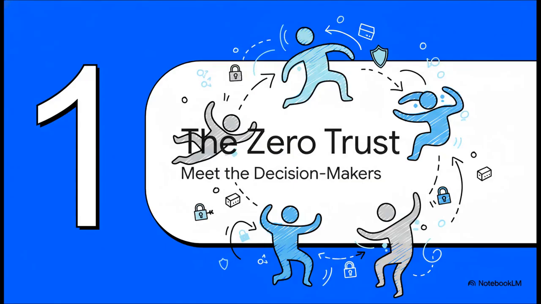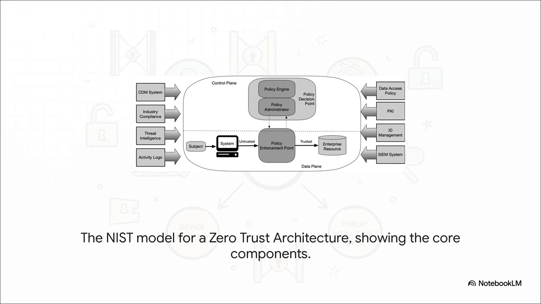Okay, to really get this, we need to meet the key players. NIST, the National Institute of Standards and Technology, breaks it down into 3 core logical components. Now, don't let the word components fool you. Think of them as a team, a trio of decision makers that have to work together perfectly to keep things secure.